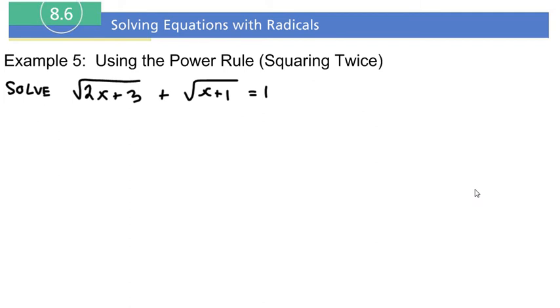All right, moving along now to example number 5 here. And this is going to be very similar to what we did in the last example in that we're going to use the power rule. However, this one now has a double radical. And when we have two radicals, that means double the work, or in other words, we're going to have to square twice.